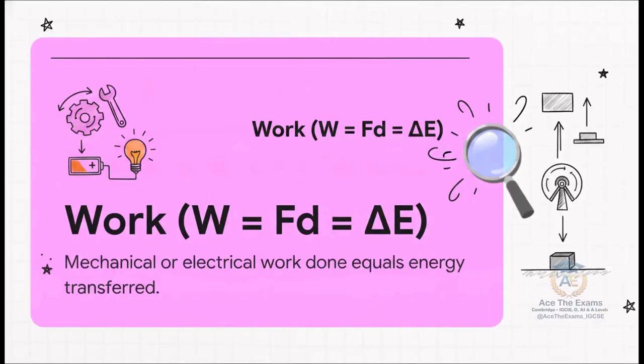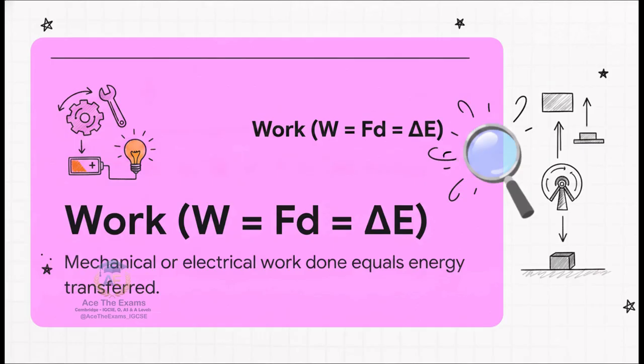Let's completely ground ourselves in the fundamental formula. W equals FD equals delta E. What's really fascinating about this formula is just how much incredible information is packed into a few simple letters. W is the work done, measured in joules. F is the force applied in newtons. And D is the distance moved in the specific direction of the force, measured in meters.